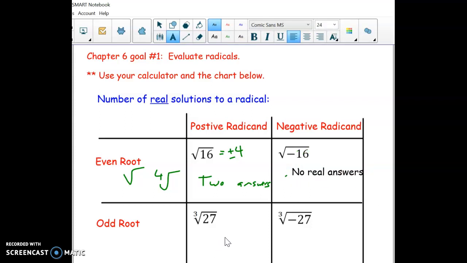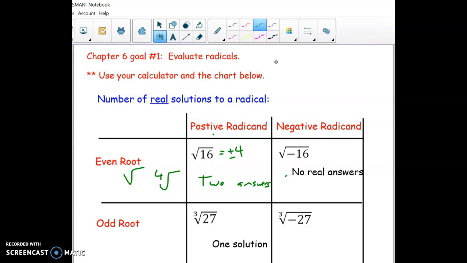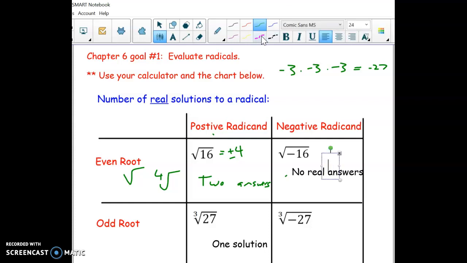And then for cube roots, you always have one solution. And again, the reason for this is if you think about a cube root of a negative, it seems like that might be imaginary, but not with an odd root. So if you think about an odd root, like -3 times -3 times -3, that is -27. And so this will have one answer. Specifically that one answer will be, sorry, I cannot get this thing to work. This will be just -3 in this case.